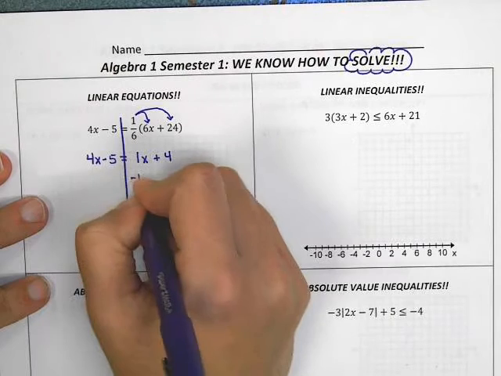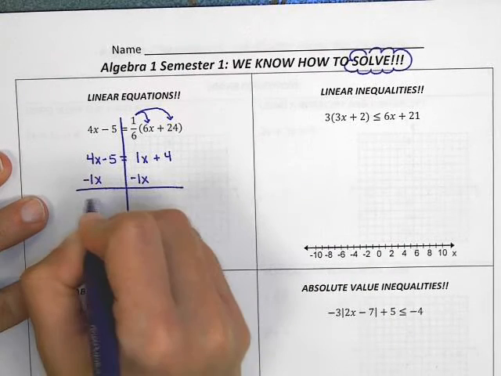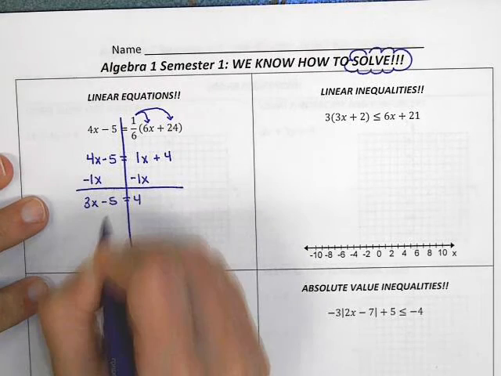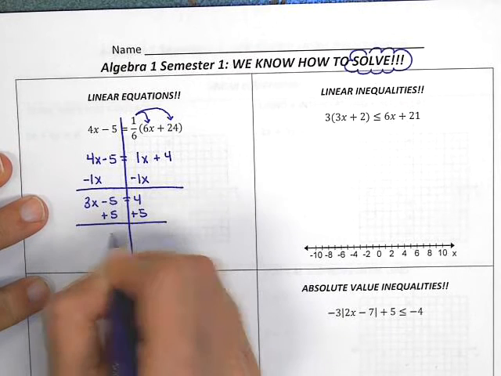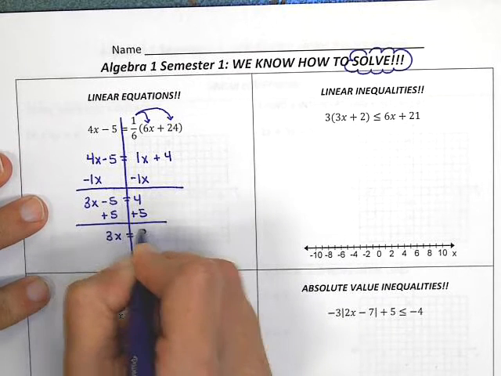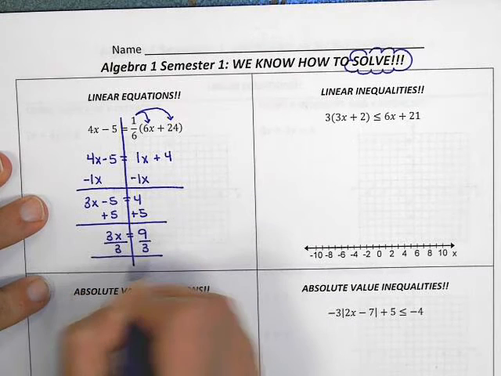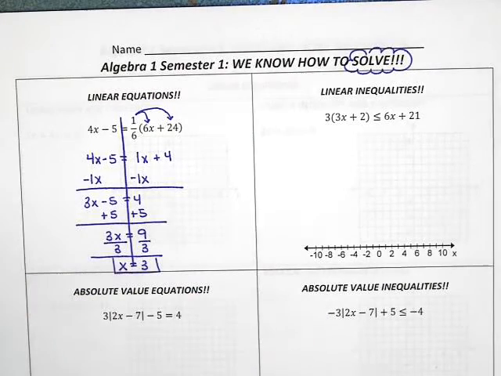So I'm going to start by subtracting the 1x on both sides, and I get 3x minus 5 equals 4. Then I'm going to add 5 on both sides, and I get 3x equals 9. And finally, I'm going to undo the multiplication by dividing by 3, and I get x equals 3.